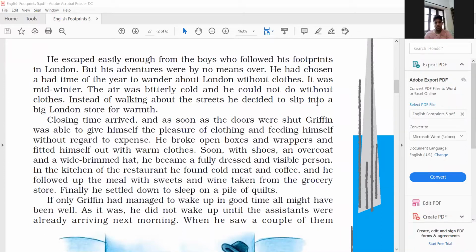Winter, it is going to be very difficult for him to move around in the cold without the clothes. And that too in the London winter, how cold it is over there. And it was midwinter and it was bitterly cold. And he could not do without clothes. Instead of walking about the streets, he decided to slip into a big London store for warmth. So he decided that instead of roaming around here and there on the streets, he would go and hide in a shop, in a big store. So he's gone over there where he'll get warmth also. And of course, he will not surprise people with his footprints all over the place.